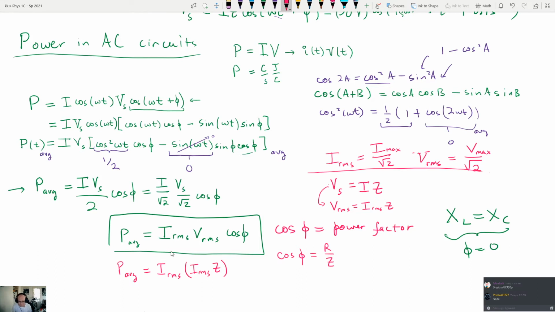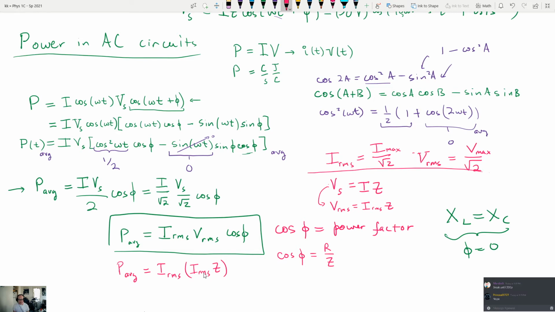Well, the reason is because these are the things that we measure with our instruments. When we use a multimeter or something like that to measure a voltage or a current in a circuit, because the voltage is doing this and the current is doing this, they're oscillating, it doesn't make much sense to define what the current at a moment in time is. It makes more sense to talk about the RMS current. So these are the things we measure.